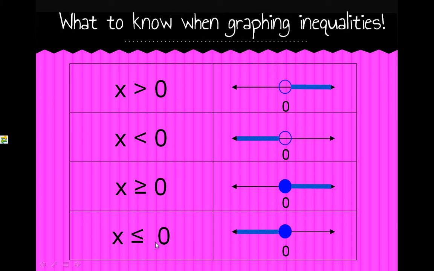Same thing here. x is less than or equal to 0, so it's shaded in because this can be equal to 0. And then everything to the left because it's going to be everything less than or equal to 0.